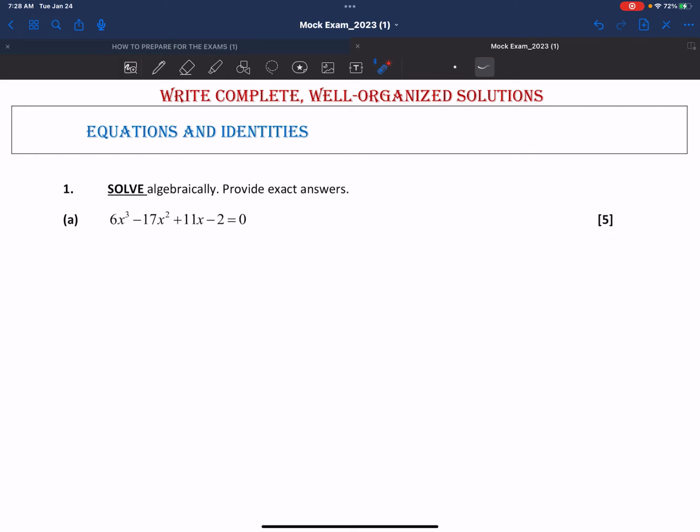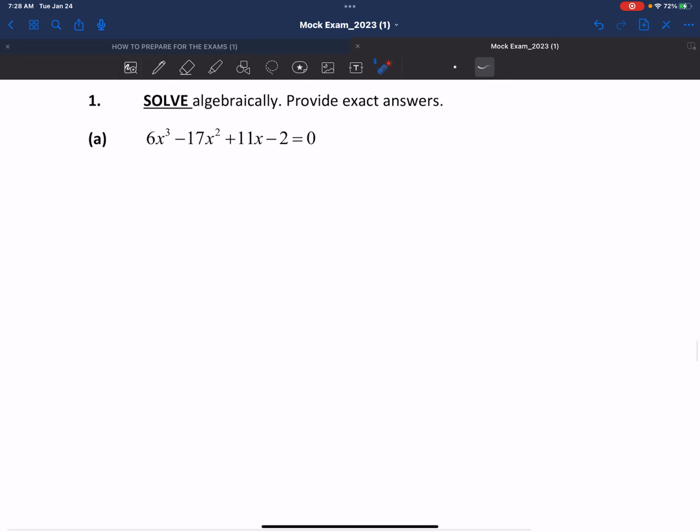Let's get started with question 1. Solve algebraically the equation 6x cubed minus 17x squared plus 11x minus 2 equals 0. This is a polynomial equation of degree 3.